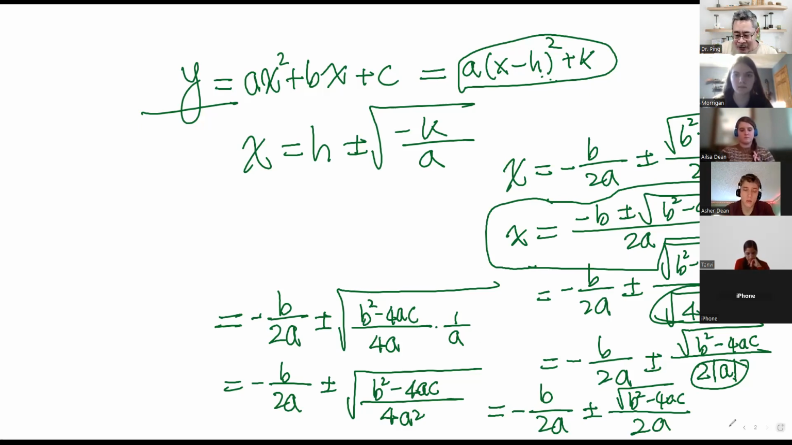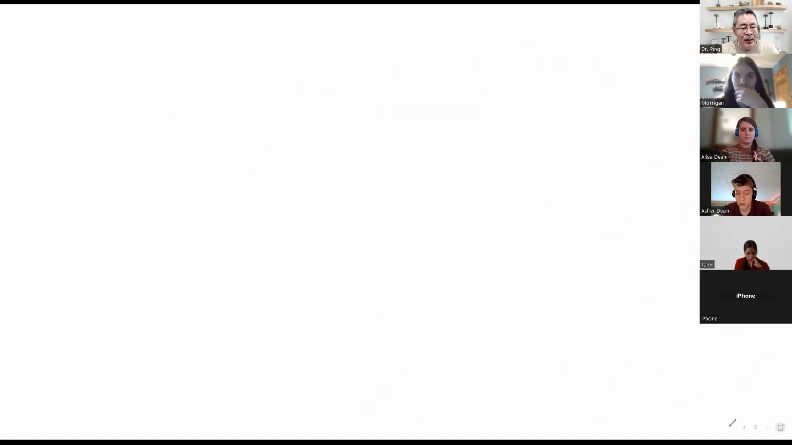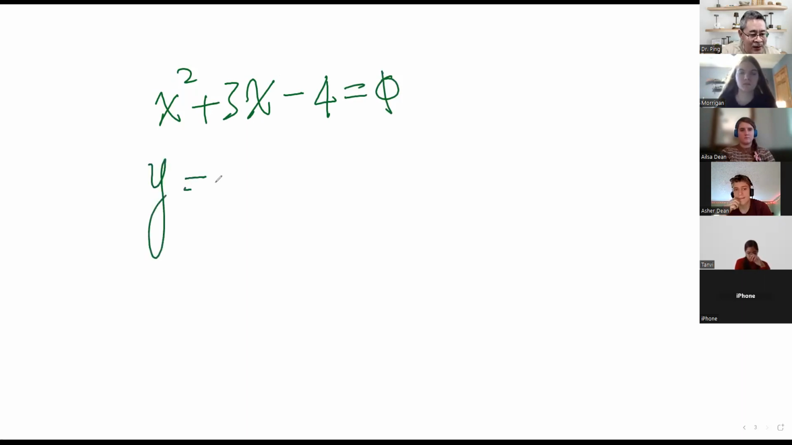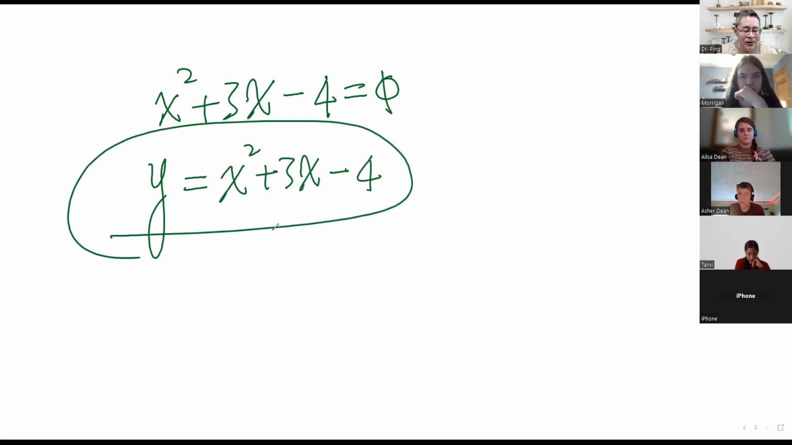So now let's use that. If we have something like x squared plus 3x minus 4 equal to 0, basically we're finding the x-intercept point for this function.